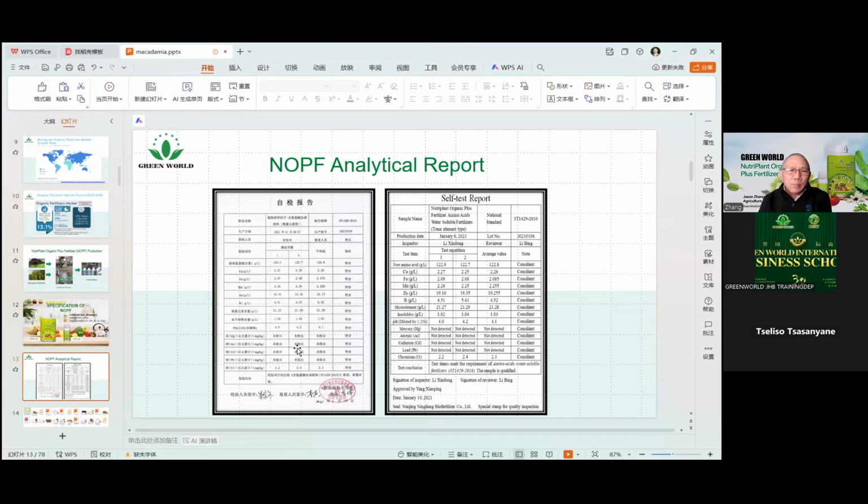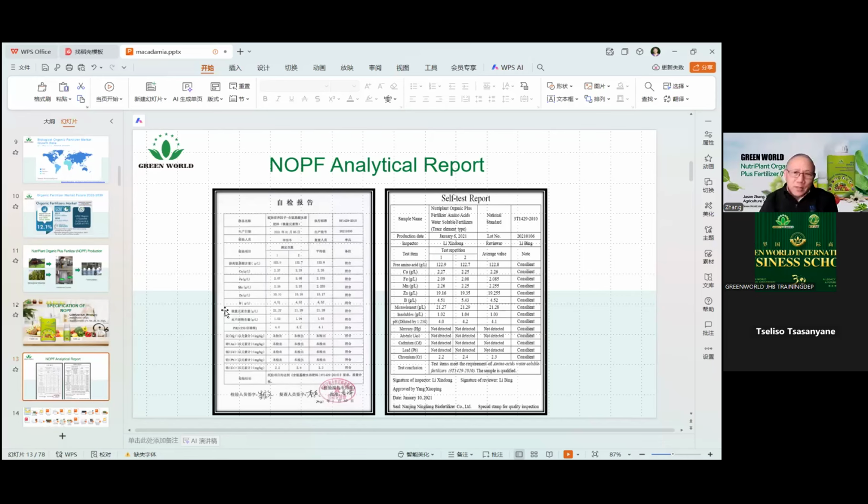So these are all the basics about NOPF. We need to use organic. We need to reduce conventional fertilizer. We need to combine conventional fertilizer, organic compost, and organic fertilizer together, to use fertilizer scientifically, to do scientific farming.